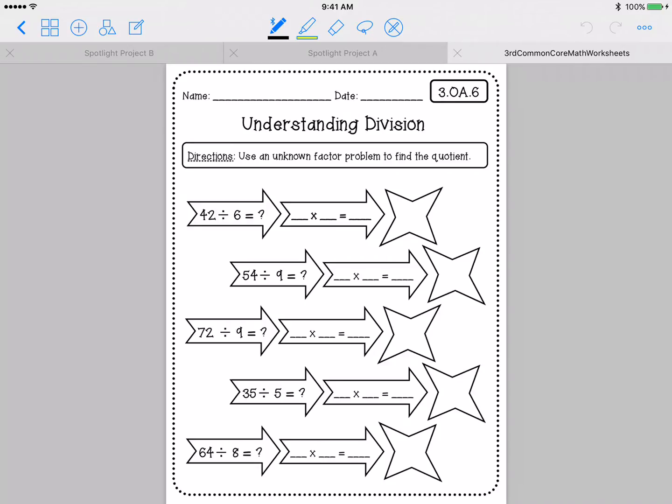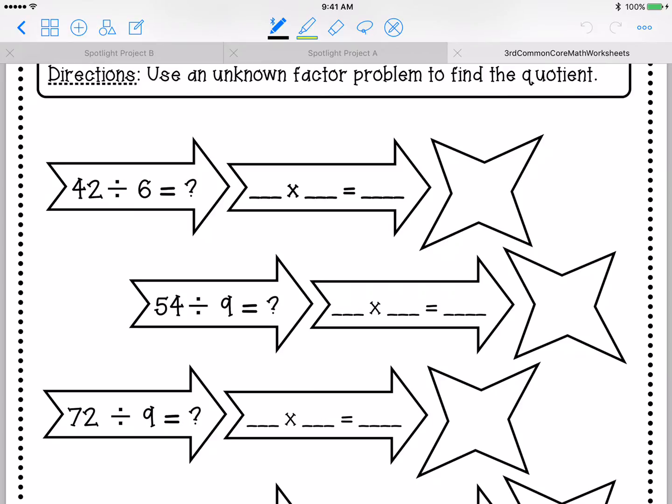Understanding division. So the directions say use an unknown factor problem to find the quotient. The quotient is the answer to a division problem. So I'm going to zoom in here. So 42 divided by 6 is equal to something. So we've got to figure out 6 times what? 6 times what is equal to 42?